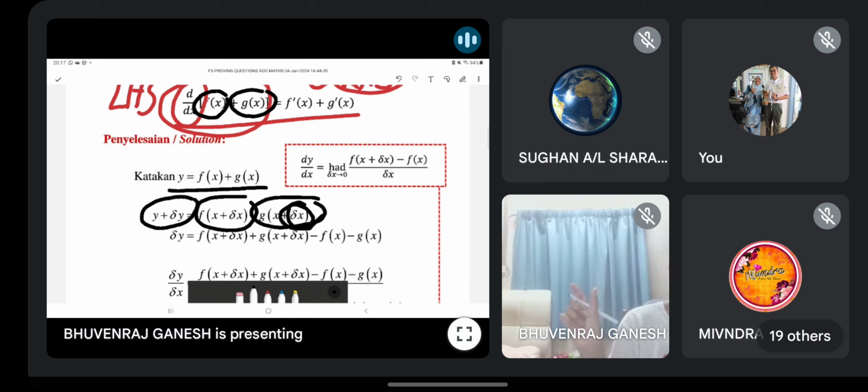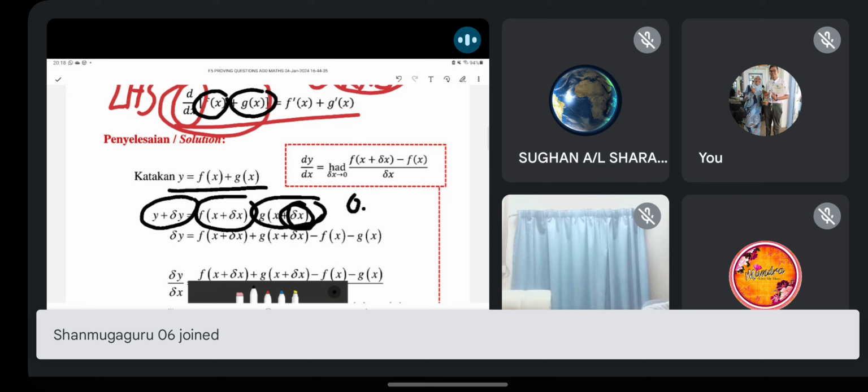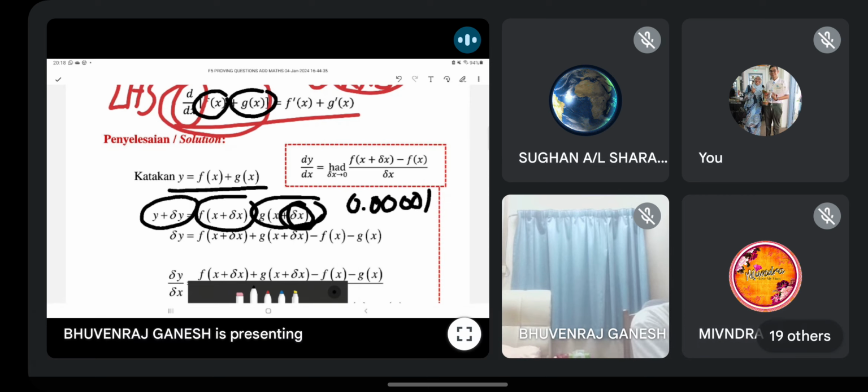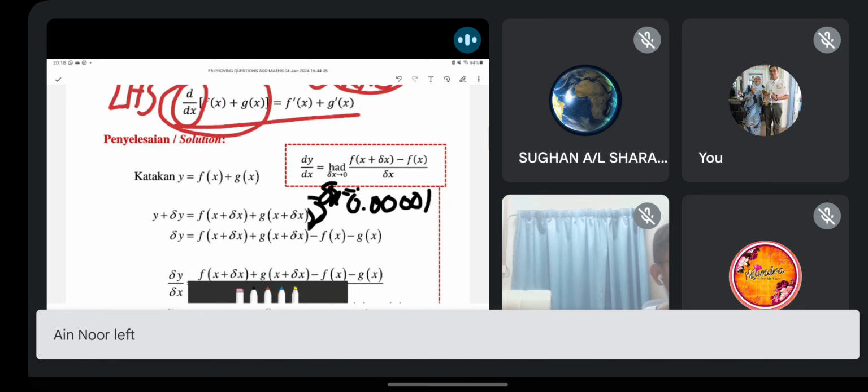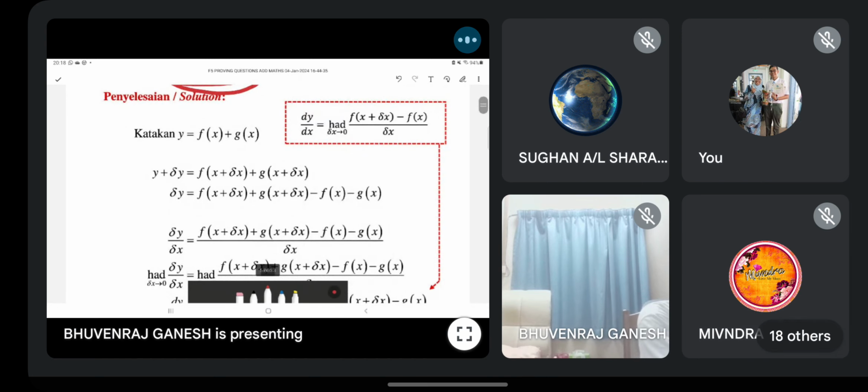Whenever there is a very small change, let's say 0.00001, this is delta x. Small change, very small. This is when we use delta x. So don't get scared when you see the symbol delta x. It just means a small change, nothing else.